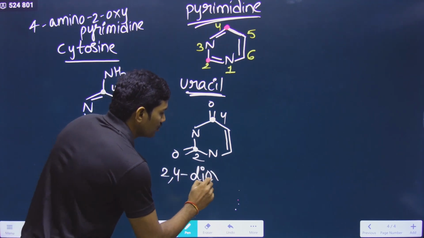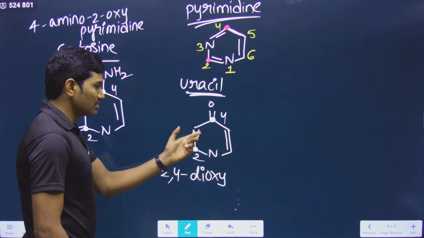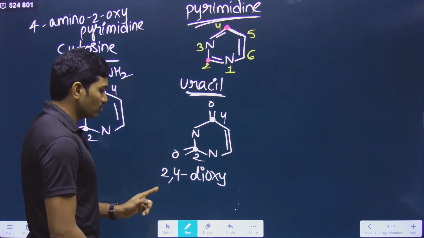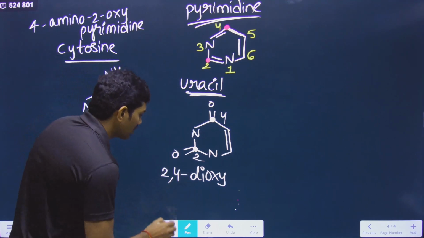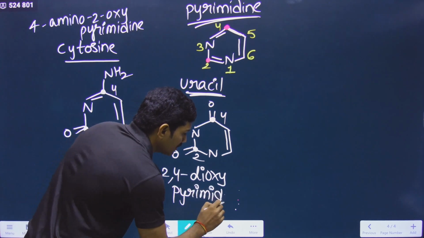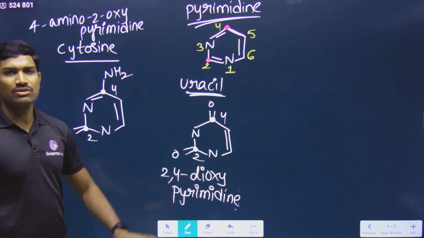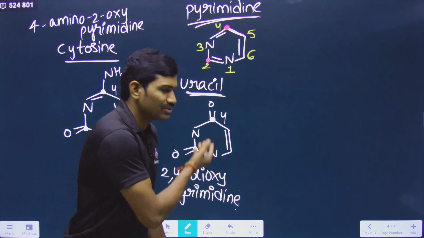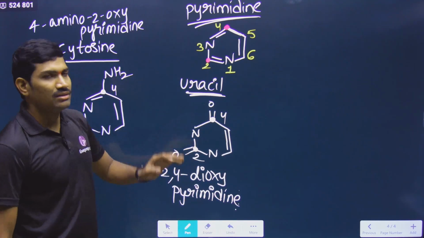2,4-dioxy, right? 2 oxygens. Here is one oxygen, there is one oxygen. So 2,4-dioxypyrimidine. That's it. Very simple. This is the structure of uracil. Who said that this is difficult? Very, very simple thing, right? Over. Now the thymine.